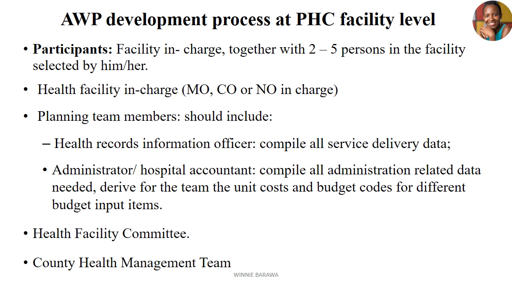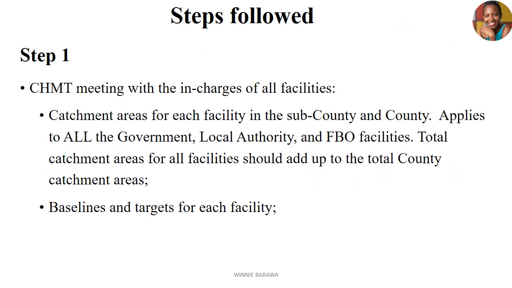This could be a health records officer, who will assist in compiling service delivery data. You can also elect an administrator or a hospital accountant whose key responsibility will be helping in compiling administration data, in terms of cost and budget or any other inputs that will be important for the development of the annual plan. This team will now form what we call the Health Facility Committee. And this Health Facility Committee will then work closely with the County Health Management Team to help in generating the more detailed annual county level work plan.